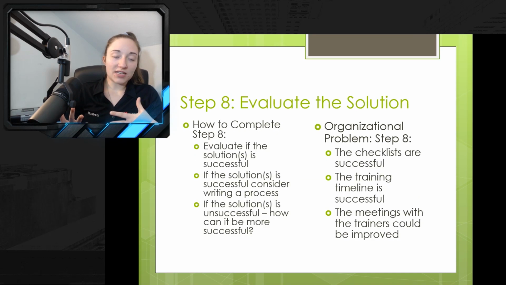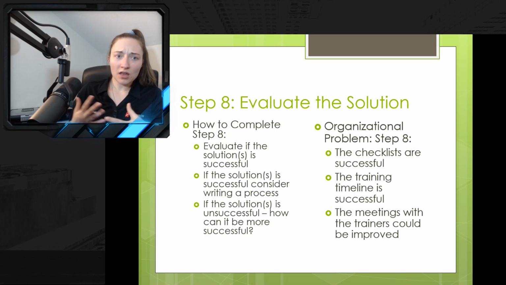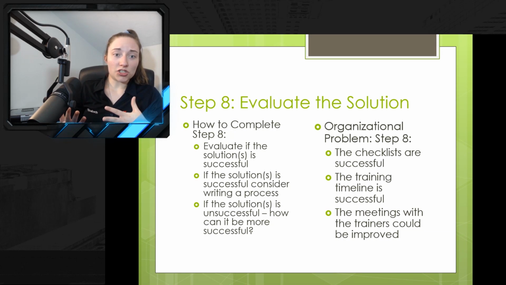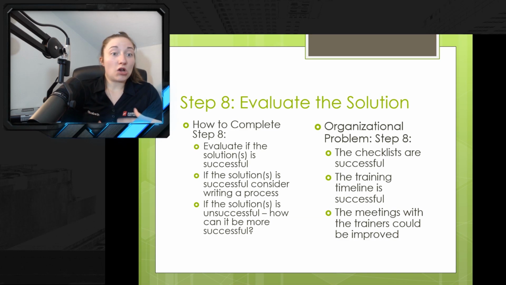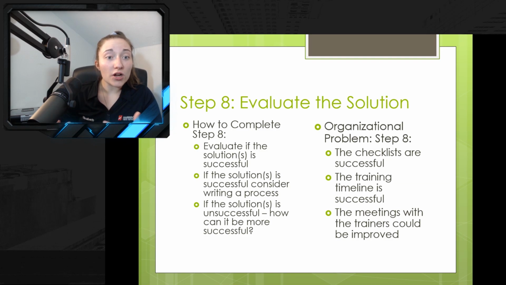Step 8 is your final step in your problem solving solution, essentially, and it's to evaluate the solution. So how you do step 8 in any context is you're going to evaluate if your solution is successful. So if it is, consider writing a process off the solution. If this is a problem that's going to come up again in 6 months, don't just let your solution go. Use your solution again. You've already done the work.